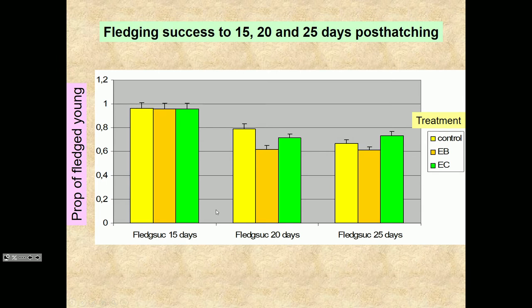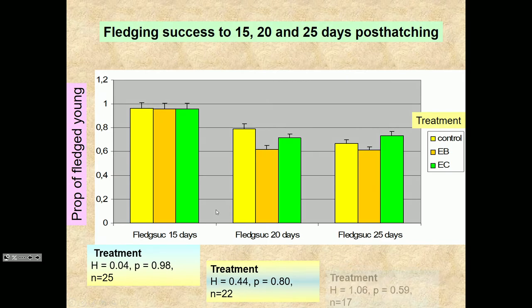On the y-axis you see the proportion of fledged young, and on the x-axis you see the fledging success at 15 days, 20 days, and 25 days. And the control, the EB group and this EC group. There are some differences; you see that it declines a little bit from 15 to 20 to 25. But there was no significant difference at all regarding fledging success between these treatments, either during 15 days, 20 days, or 25 days. So no difference in fledging success.